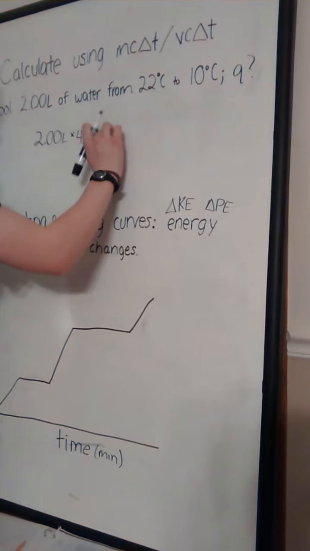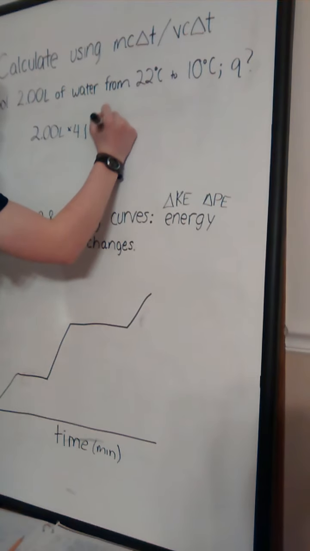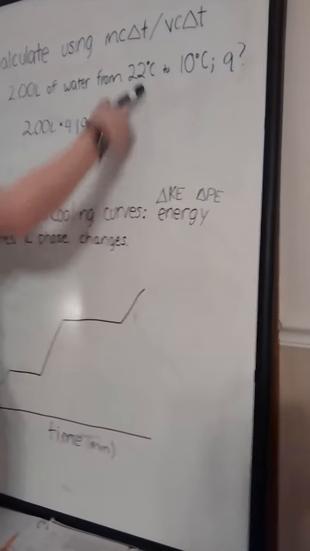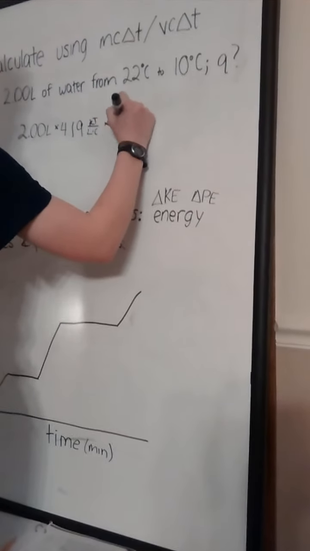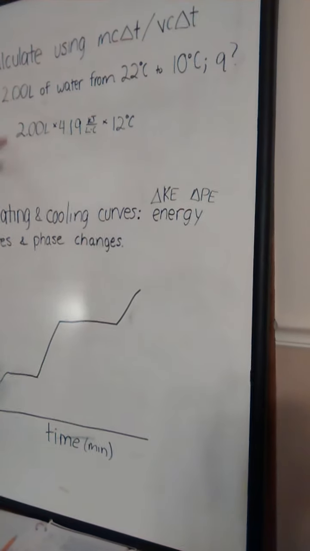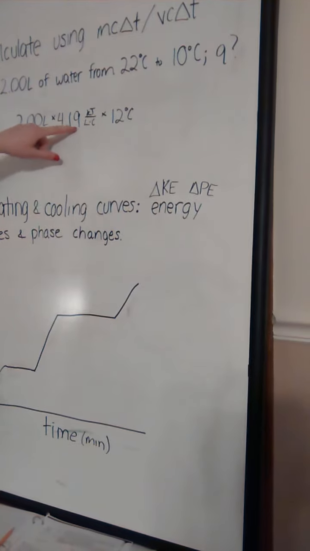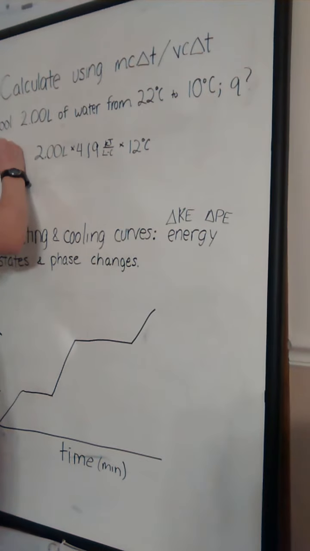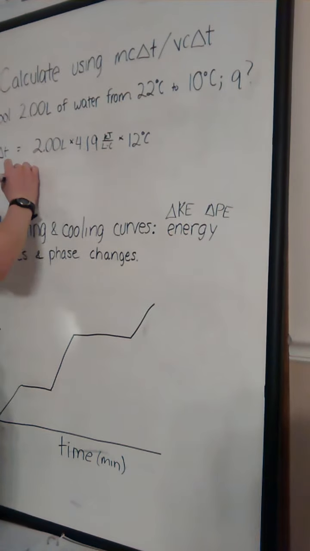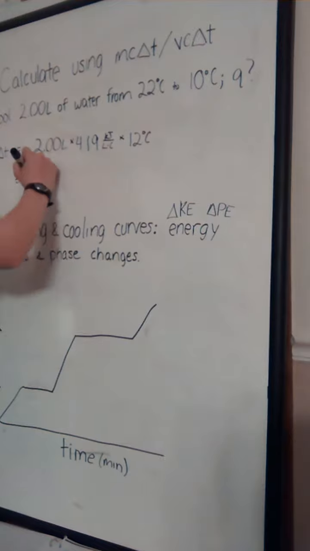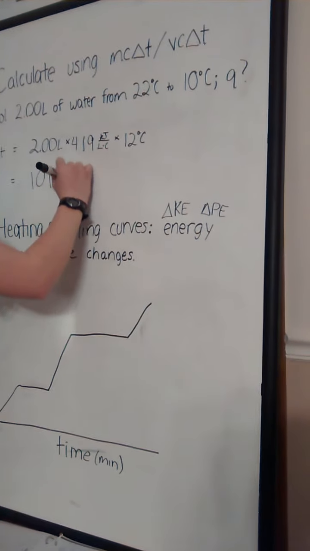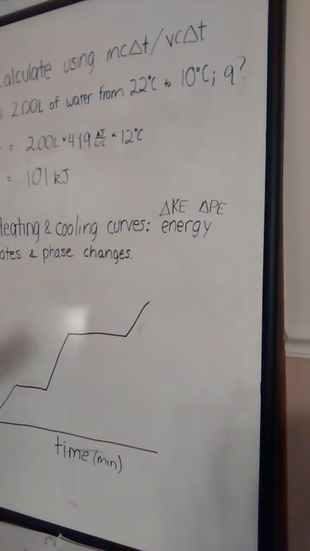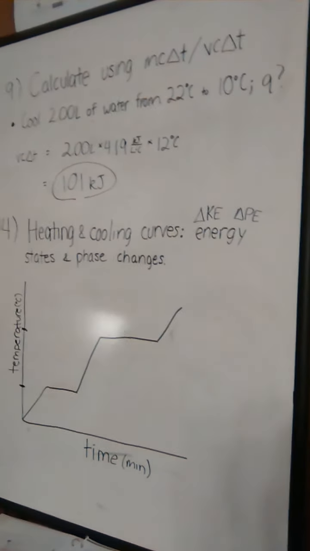And actually, 4.19 is kilojoules per liter times degrees Celsius. And then we would have to subtract this. That's 12 degrees Celsius. So I took this, our 4.19 term, and then this is the difference between 22 and 10 degrees Celsius. It's pretty simple. And then when you do the math, you get 101 kilojoules. And you notice how liters cancels out with liters, and Celsius cancels out with Celsius, so it's just kilojoules. So that's how you would calculate with those formulas.